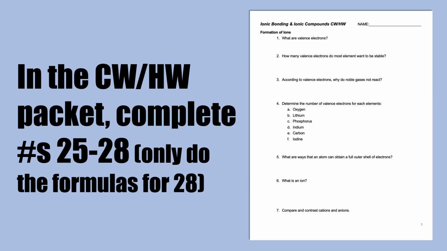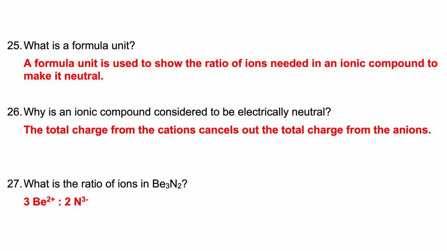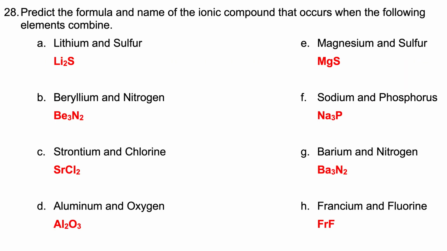So in your classwork homework packet, you can complete numbers 25 through 28. For number 28, only do the formulas for each one. All right, so you can check your work for number 25, 26, and 27. 28 required you to use crisscrossing in order to figure out the formula for each problem. The thing with formulas is there is no gray area. You're either getting them right or wrong. So if your answers are not matching mine exactly, then they are wrong. You need to figure out what you are doing incorrectly and fix your mistake.